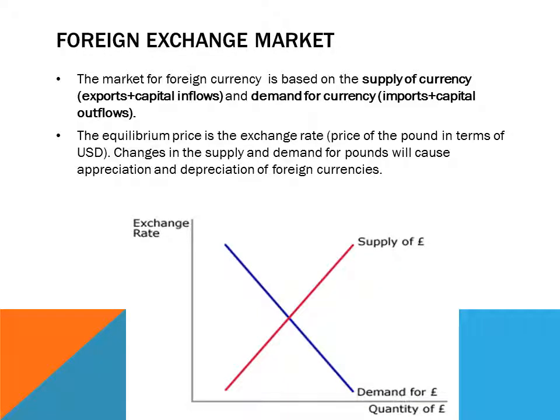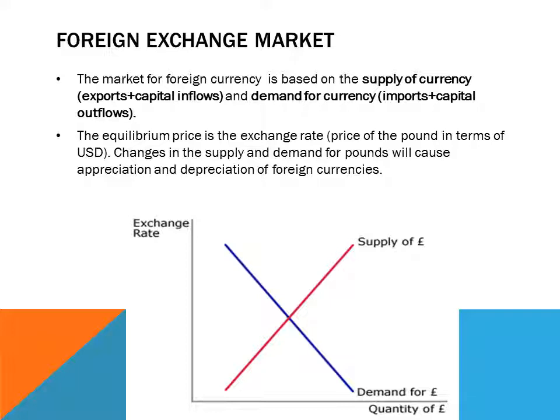The last major component of our economic system is known as the foreign exchange market. It is a market on which foreign goods and services are traded between countries. In this case, we're looking at the exchange of foreign currency. The market for foreign currency is based on the supply of currency that comes from our exports and capital inflows, and the demand for foreign currency, which comes from imports and capital outflows. The equilibrium price is the exchange rate.